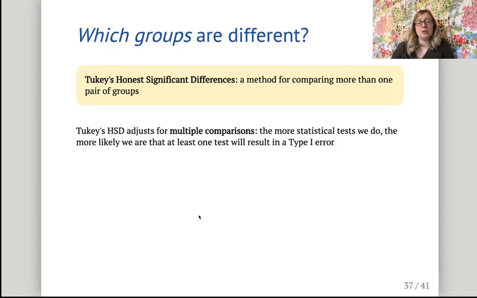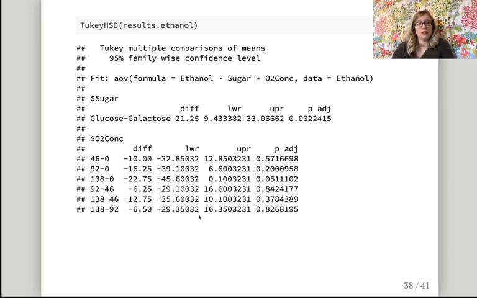So Tukey's honest significant differences, or Tukey's HSD, can be used to compare more than one pair of groups. This matters because when we do ANOVA, we end up in a situation where multiple comparisons become a problem. The idea behind this multiple comparison problem is really simple. The more tests we do, the more likely that at least one of those tests results in an error. Tukey's HSD adjusts for that automatically.